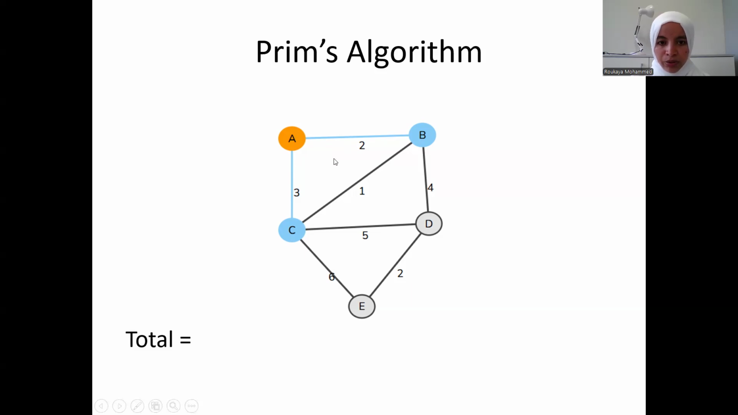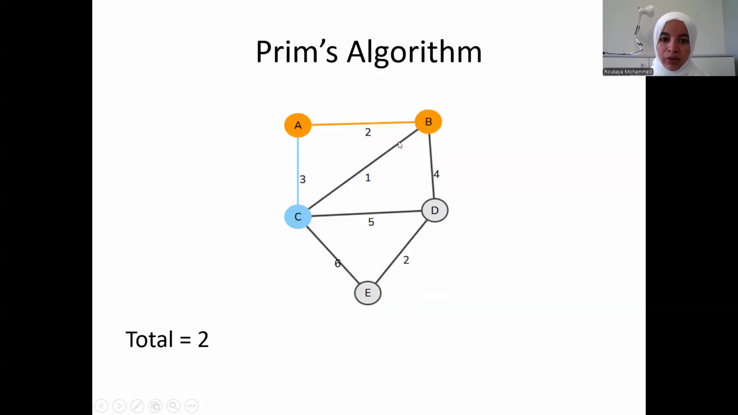So we have edges 2 and 3. We get the minimum one, which is 2. Does it connect us to a new vertex? Yes. So we take it and we add it to our total. And then we have this vertex being included.